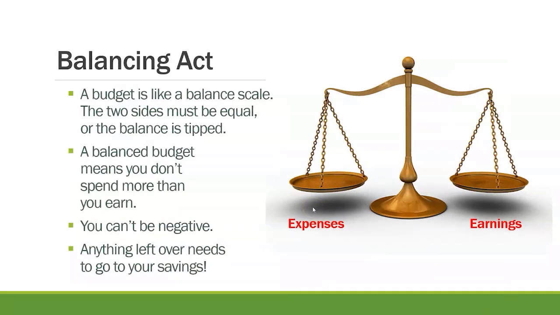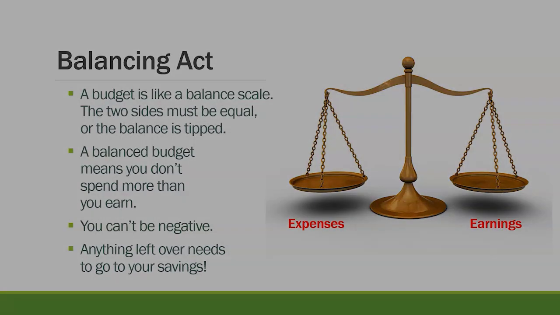They need to understand that it's a balancing act, that the sides must be equal, expenses and earnings. You can't spend more than you earn, and you can't be negative. So at the bottom of your budget, anything left over needs to go into your savings account. And if it's a negative number at the bottom of your budget, you need to go back through and readjust. That takes a while for students to understand, so be patient.